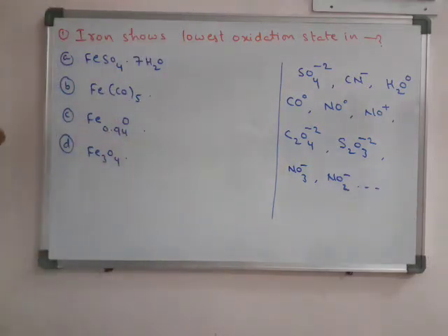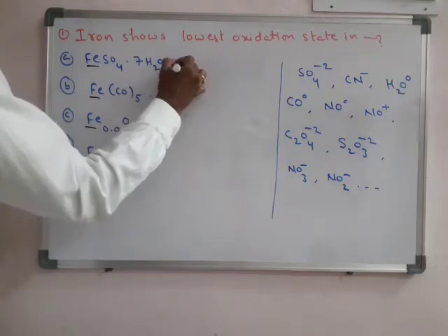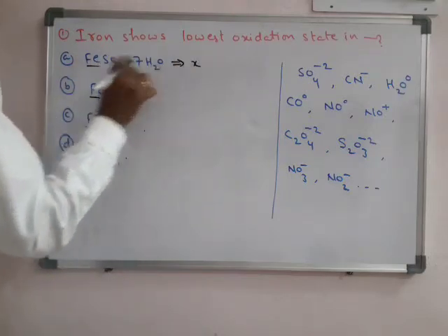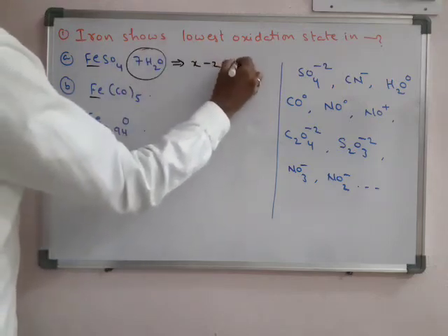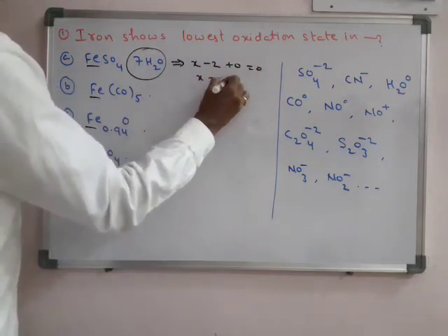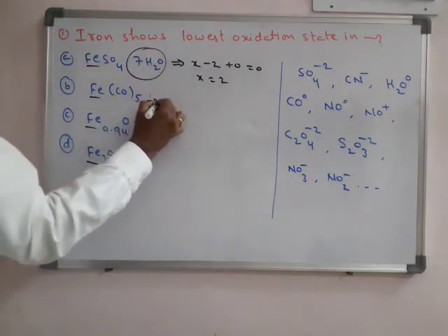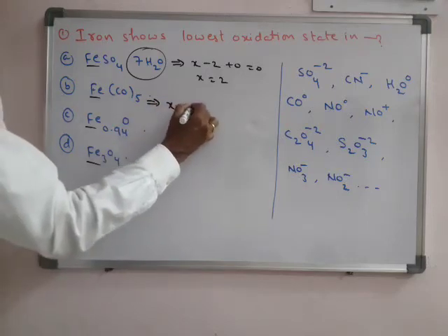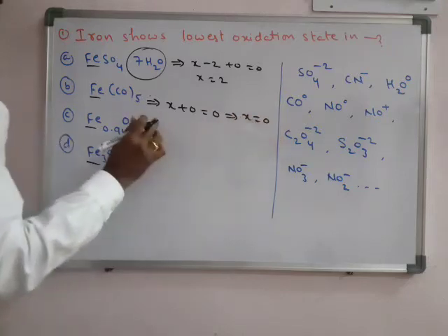So based on this, in which compound is iron having the least oxidation state? We can calculate that. It has 4 options. Take the iron as X. SO4 we simply know is -2. The H2O, just take it as 0. So X equals 2. Here the iron oxidation state is 2, that means ferrous. For this example, take X. Carbon monoxide is 0, 5 into 0 is nothing but 0. So here the iron oxidation state is 0.